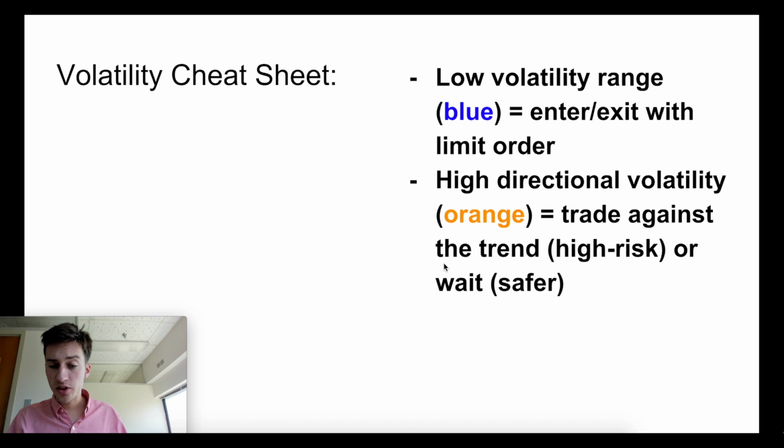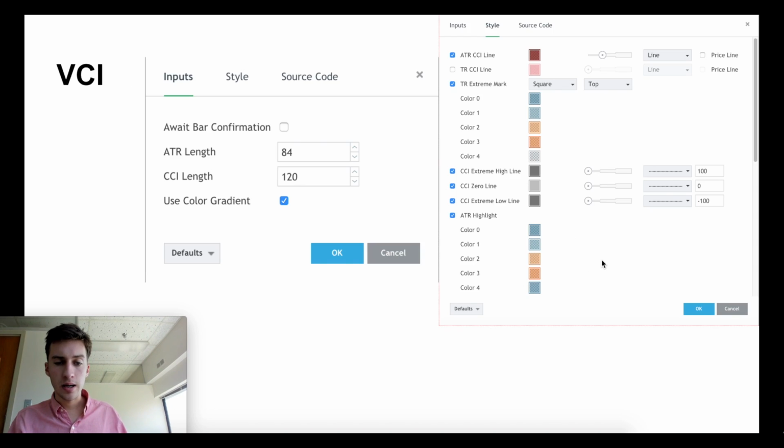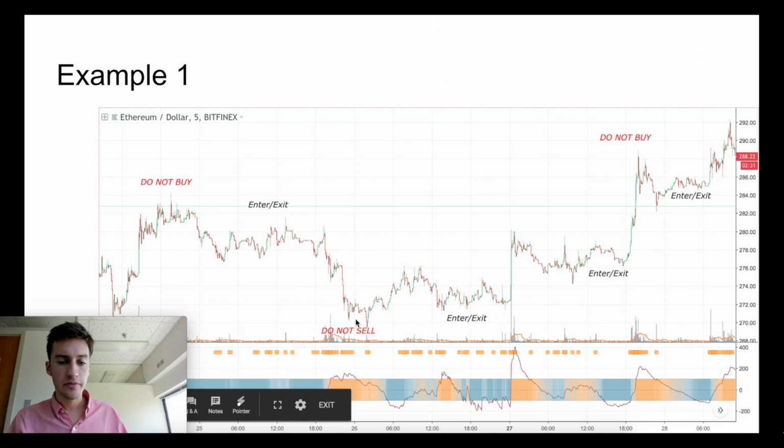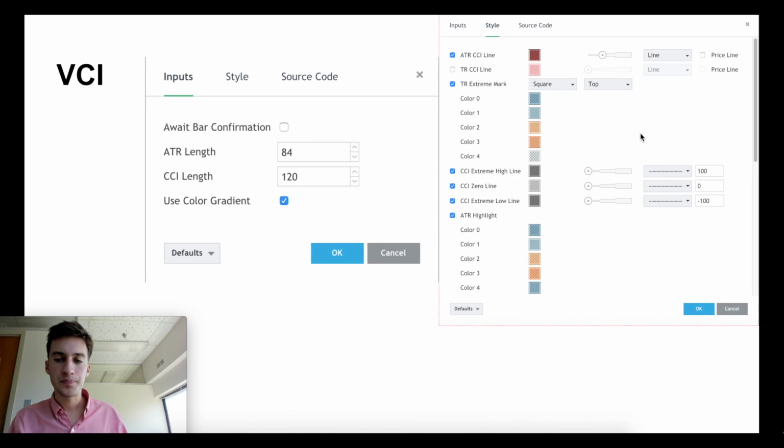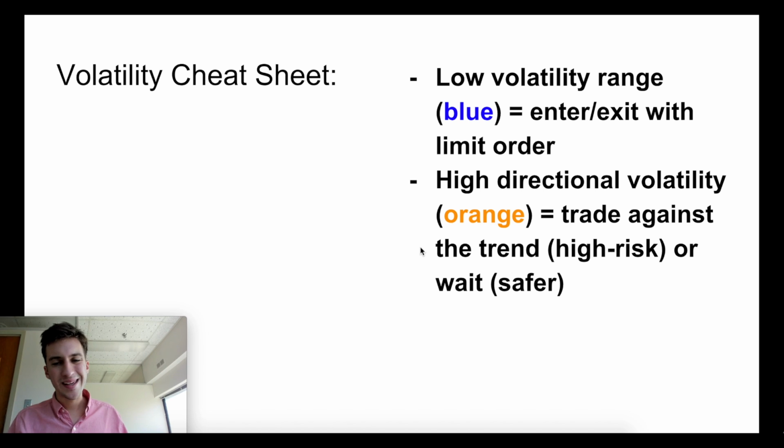So you could trade against the trend for a high risk play, because if you actually look here, some of the best places to enter or exit are those high volatility spots when we go against the trend. But it typically is just going to be better to wait for the high volatility to just kind of vanish. Wait for low volatility, and then you can make your move.